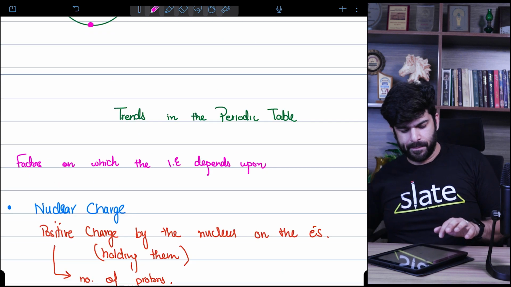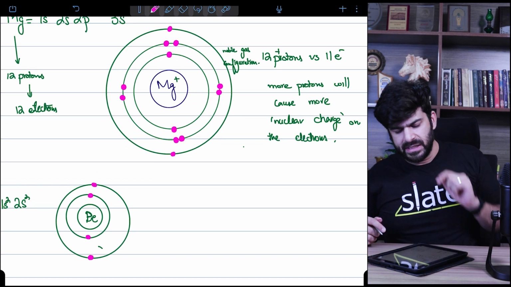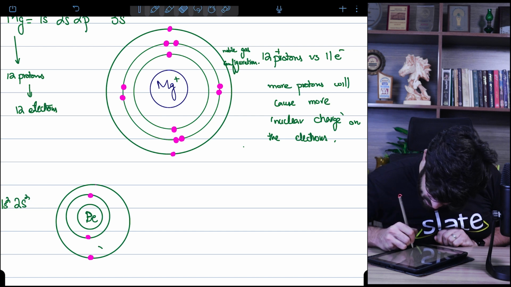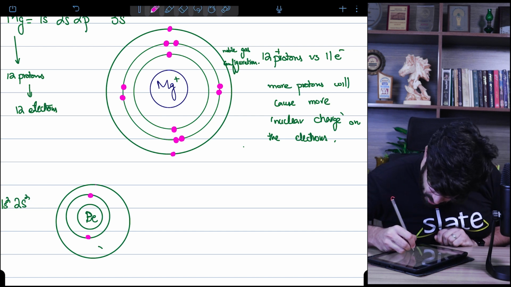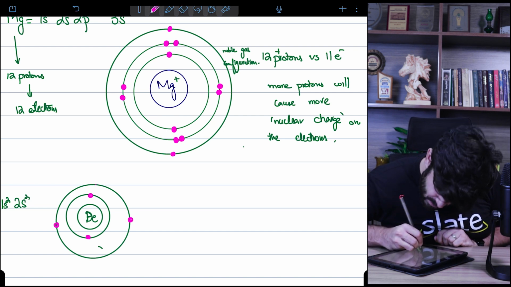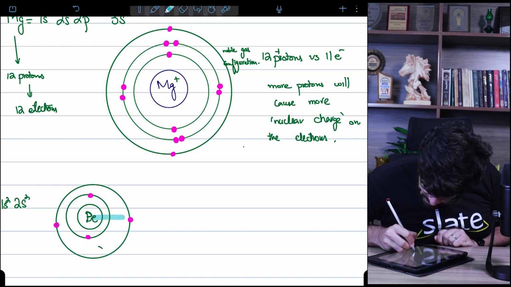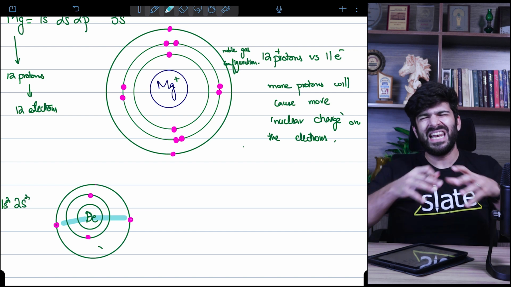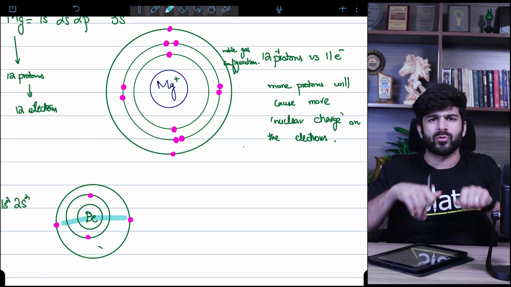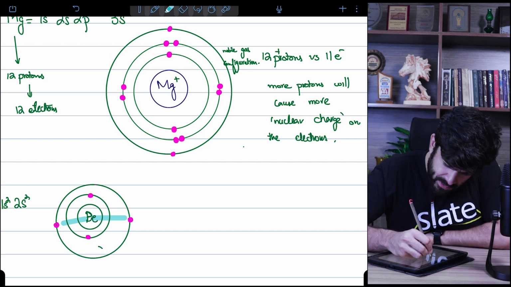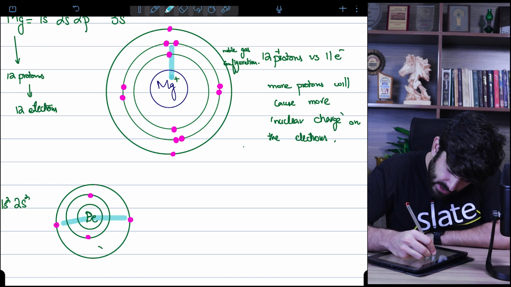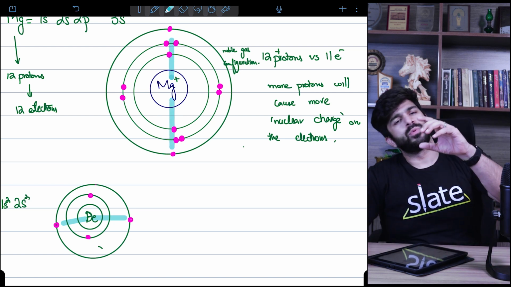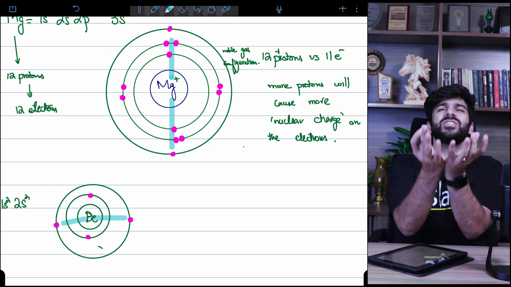Now let's look at these two examples. In beryllium, if this is the nuclear charge and these are the electrons, there is less blocking, less shielding by the inner lying electrons. But in the case of magnesium, they are shielded by more inner shells. The more the number of shells, the more the shielding.